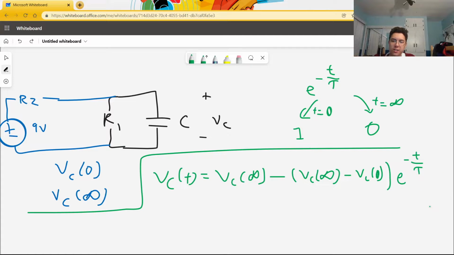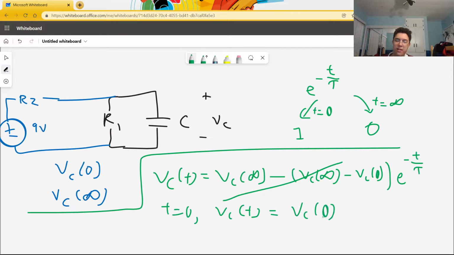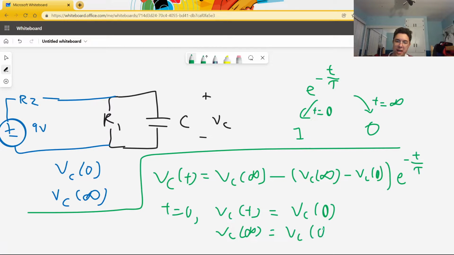Let's analyze this equation a little bit. When t equals 0, the exponential is equal to 1. So we get Vc infinity minus Vc infinity, which crosses out, and then we're left with Vc0, which is going to be a positive number because this negative and this negative cancel out. So at time equals 0, Vc of t ends up being equal to Vc of 0. At t equals infinity, this term vanishes to 0, so we're just left with Vc at infinity equals, of course, Vc at infinity.